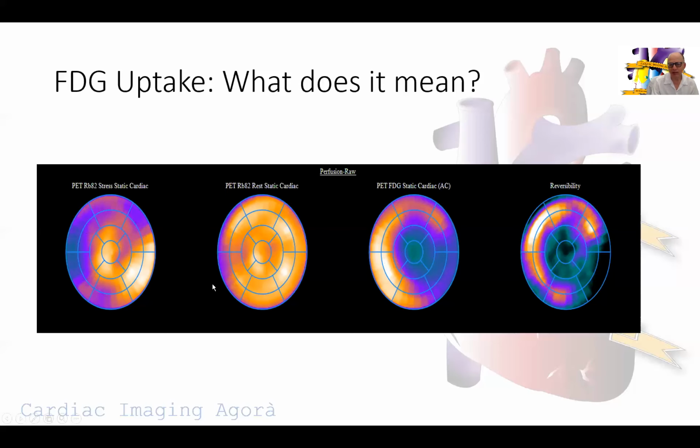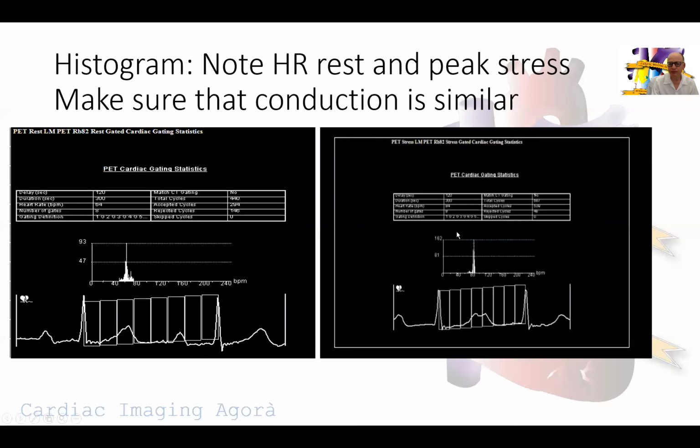It's more likely to happen on a SPECT image than a PET, but in this instance, we have a PET image here. Again, I don't want to belabor the point, but this is a very good example of the area of ischemia here on the far right, and the area of FDG uptake are exactly the same.